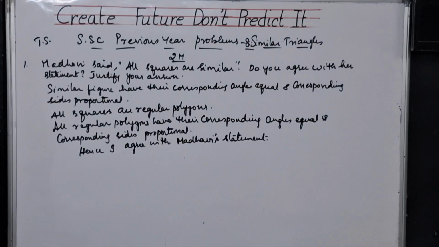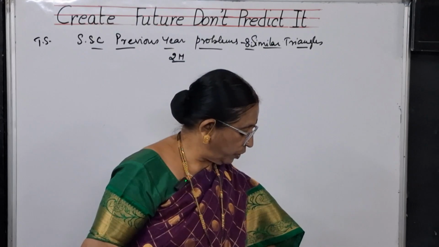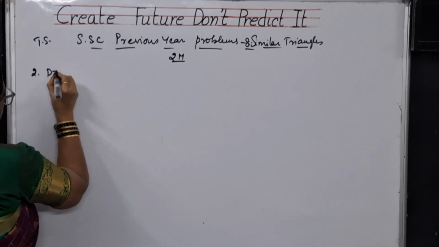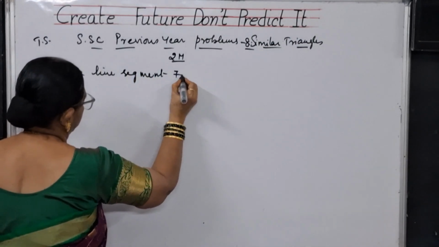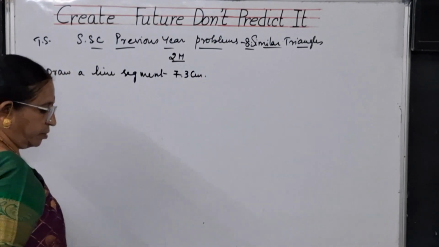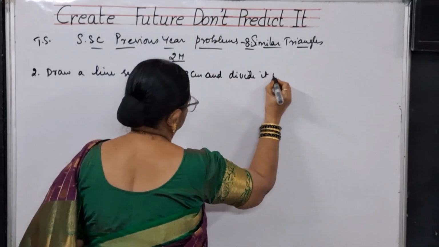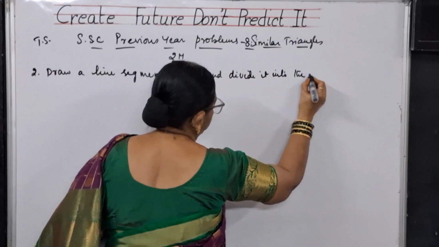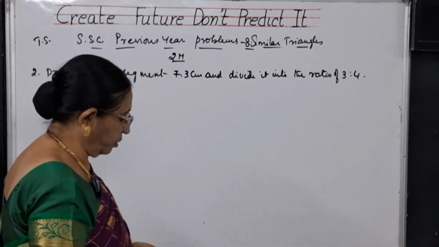Now, the next one. Now, the second one is, draw a line segment 7.3 centimeters and divide it in the ratio of 3:4. So in 3:4 ratio you have to divide.